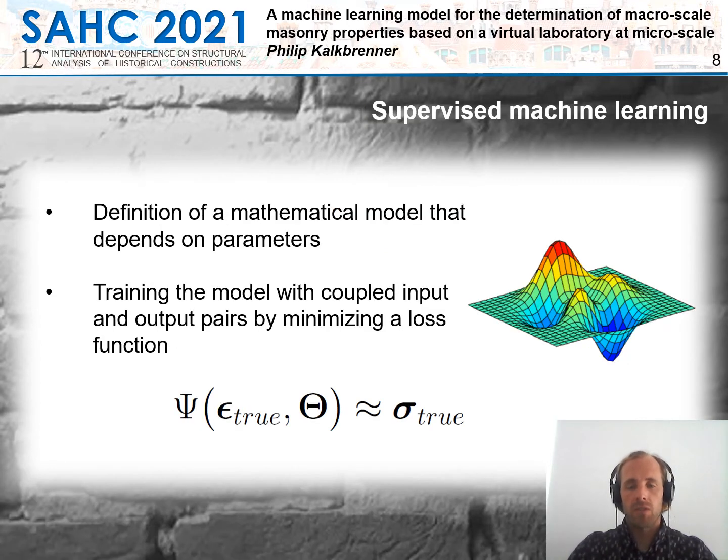And now we can jump over to the machine learning model, which in this case is a supervised one. This means that we are going to define a mathematical model that depends on parameters, and then we can train the model with coupled input and output pairs by minimizing a predefined loss function. And the model we were explaining before, the constitutive law, fits perfectly into this condition because we have a law that depends on strains and on parameters, which are, for example, the tension strength, compression strength, or the fracture energies. And then the output is the sigma. So we have an input, which is the strains, and an output, which is the sigma.